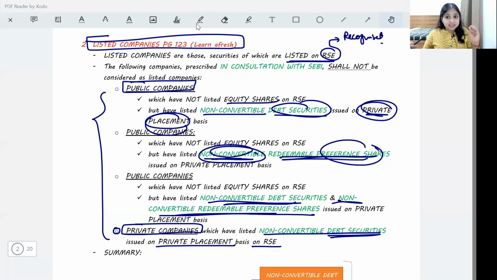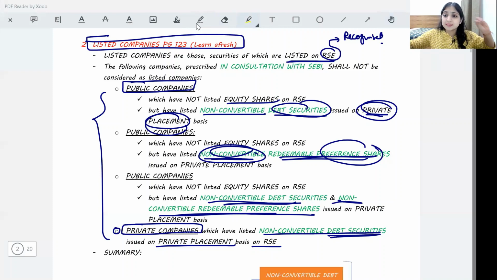So we said listed companies are companies whose securities are listed on a stock exchange. But we said 4 companies, even though securities are listed on a stock exchange, will not be considered as listed companies, right? And what is the 4th one that we are learning now? Those private companies whose non-convertible debentures issued on private placement basis are listed on a stock exchange. These companies, even though some securities are listed on a stock exchange, will not be considered as listed companies. Okay, are you clear with this? So listed company does not include these 4 companies.